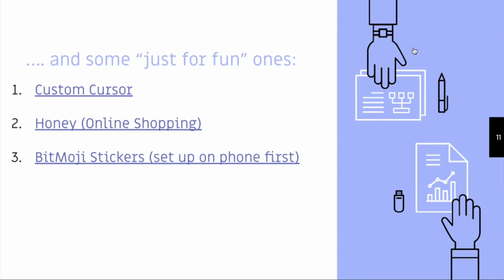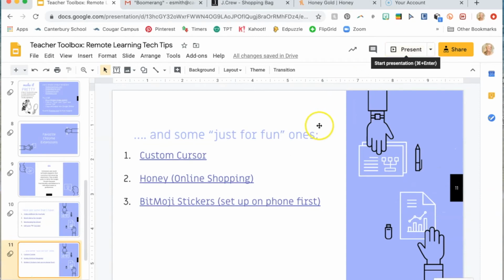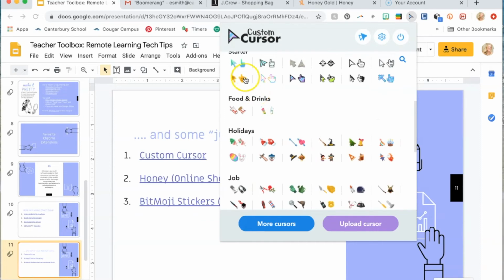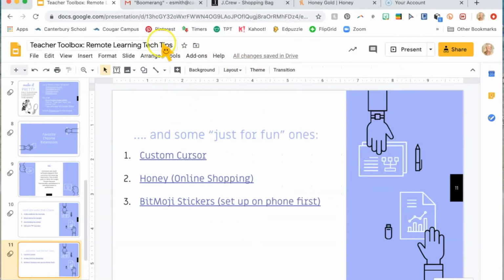So the first one is Custom Cursor, and it's exactly what it sounds like. Once you have this Chrome extension installed, and remember you're just going to click on the link right here to install it, it looks like this. It looks like a little cursor. And you can click on it and you can choose all kinds of fun cursors. Right? And then when you are using the web, you've got a fun cursor. There are all kinds of cool ones.